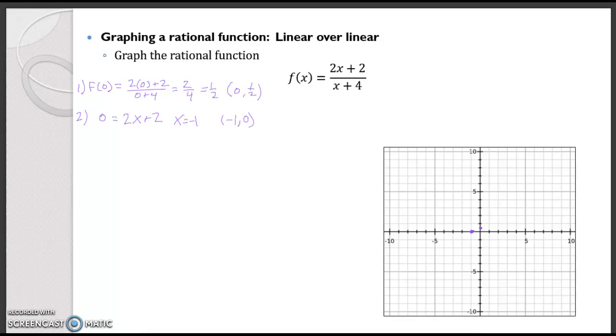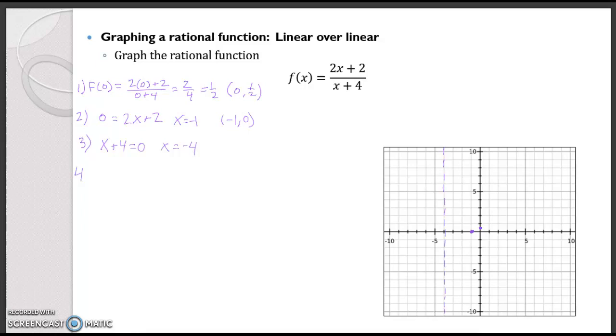Now, my third step is to find my vertical asymptotes. That's where the denominator equals 0, which happens when x is -4. So I have a vertical asymptote at x is -4. Like that.